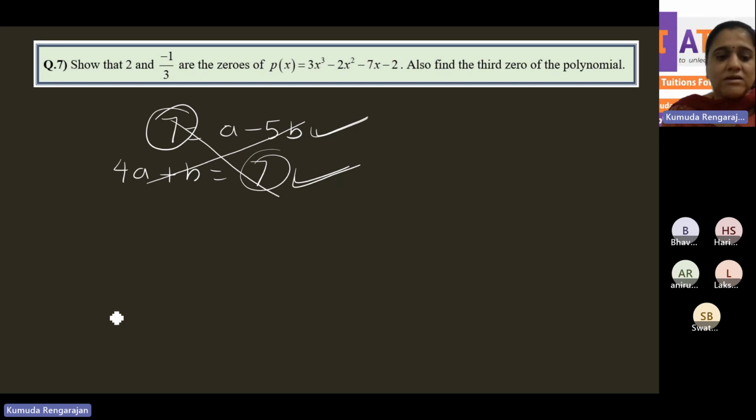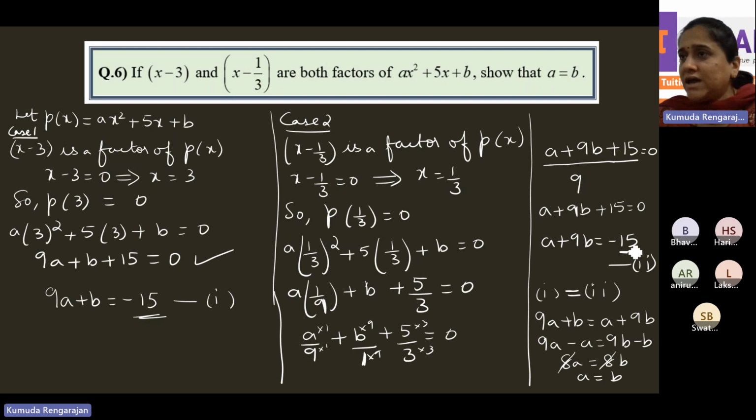In the same way here, minus 15 in the RHS, minus 15 in the RHS. So RHS and RHS is equal in the two equations. So the LHS also will be equal. So 9a plus b is equal to a plus 9b. That's what I've written. 1 is equal to 2.